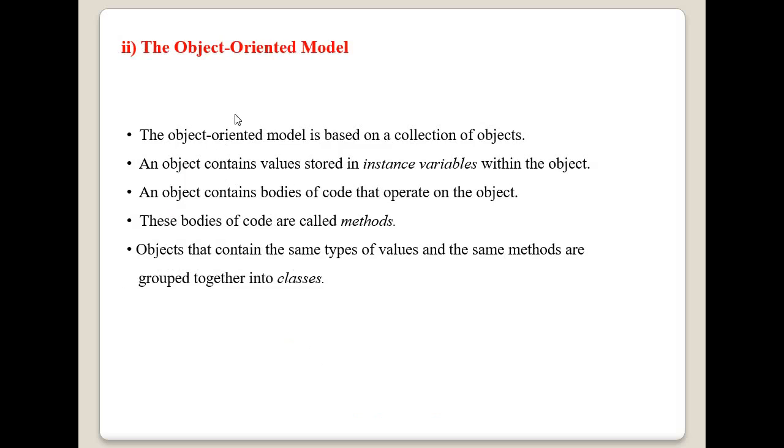Then the second model, the object oriented model. The object oriented model is based on a collection of objects. An object contains values stored in instance variables within the object. An object also contains bodies of code that operate on the object. These bodies of code are called methods. Objects that contain the same type of values and the same methods are grouped together into classes.